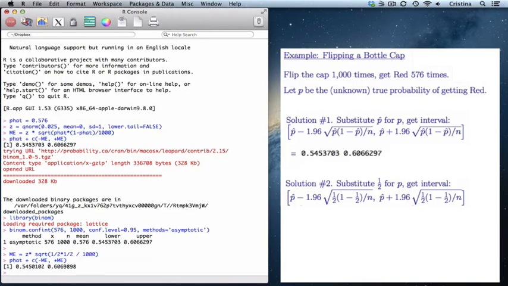Notice that this method yields a confidence interval that is wider than the first, but only ever so slightly. The reason for this is because p hat is very close to a half, or 0.5. So in this example, the two different methods produce very similar results.